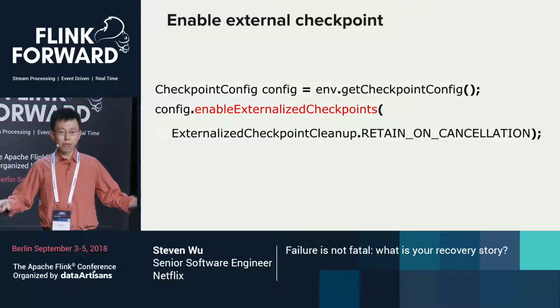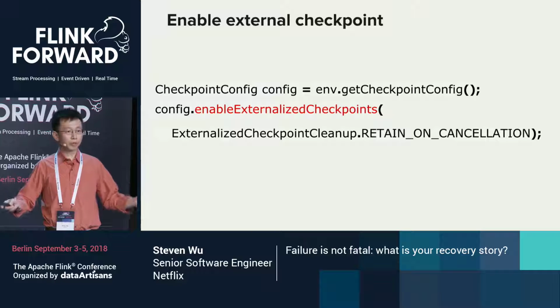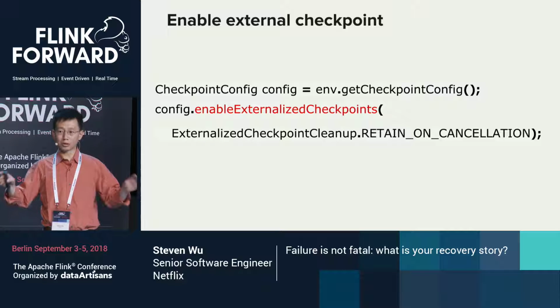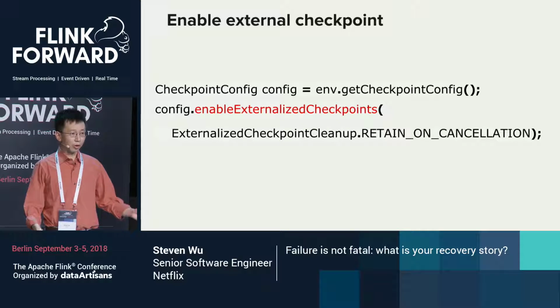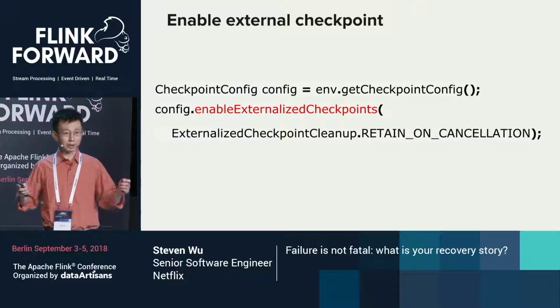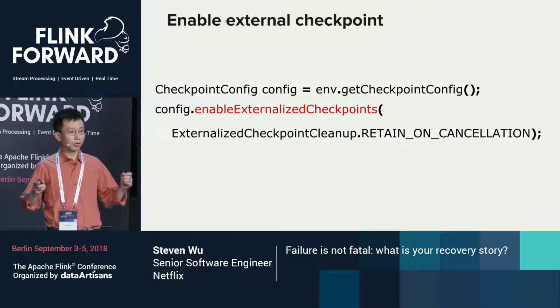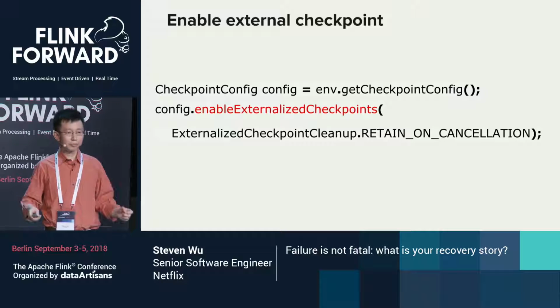By default, Flink checkpoints are only used for failure recovery within the same job. Those checkpoints will be deleted if the job gets canceled. However, you can enable what Flink calls external checkpoints so that those checkpoints are retained. You can then start a new job from one of those retained checkpoints.